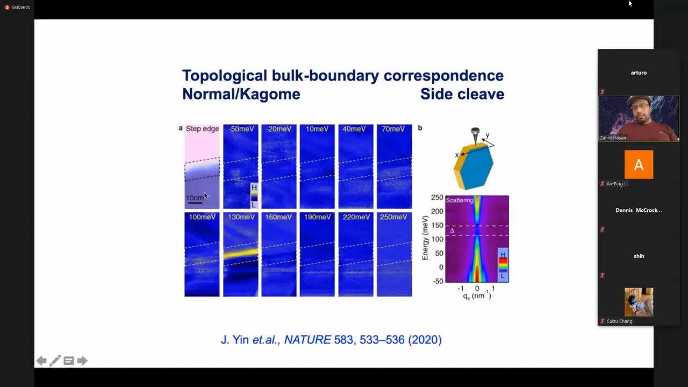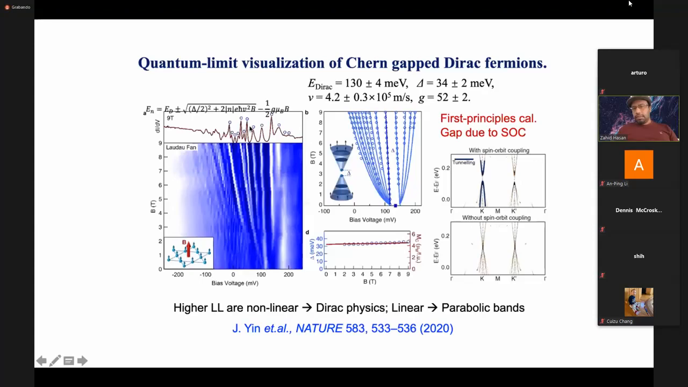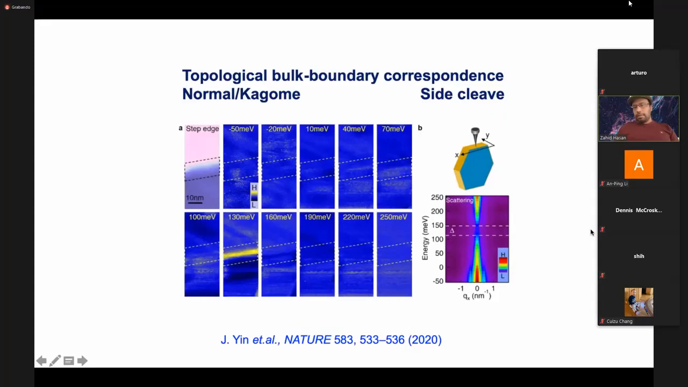When we scan the step edge, only around 130 millivolts, we see that the step edge is lighting up, meaning that this is a conducting channel. We also check that this is backscattering free. So that means there is a chiral edge state here. And these numbers match up. This 130 we learned by detailed fitting to a massive Dirac fermion. So that means this massive Dirac fermion is actually a Chern topological gap. We also check that on a side cleave, we don't see that.